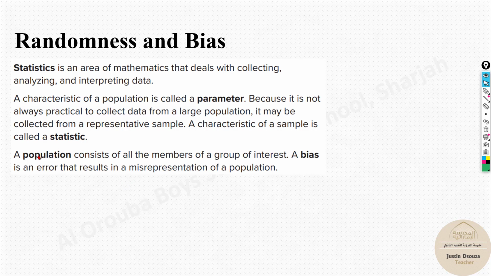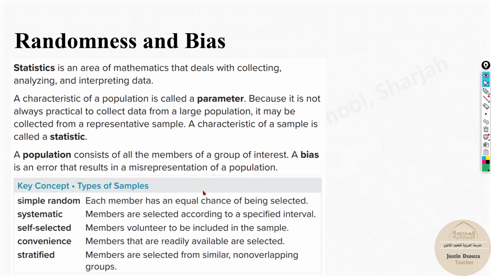Now here, a population consists of all members of a group of interest. This is important. There are various different groups of interest, or different characteristics of different people. So the population must consist of all different characteristics to get the best data interpretation. And bias is basically error or misinterpretation of the population. Now, when you sample certain data, there are various types of sampling. This is just for general knowledge.